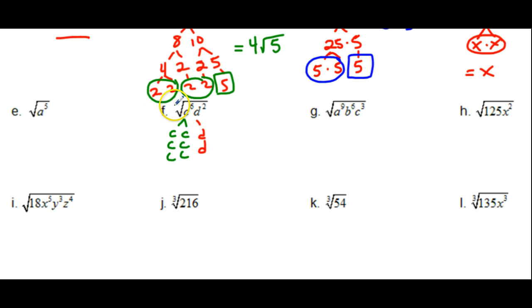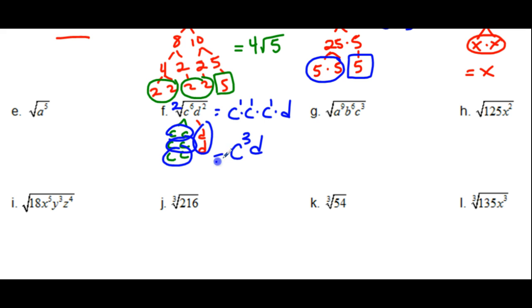We're looking for a pair. So that's one pair. So I'm going to write that out. C. There's another pair. So that's another C. And another pair. That's another C. And then another pair of D. So we have that. C times C times C. That's 1, right? Each. So you're going to add those up. So that's C to the 3rd. And then just D. So this is your answer. All right.